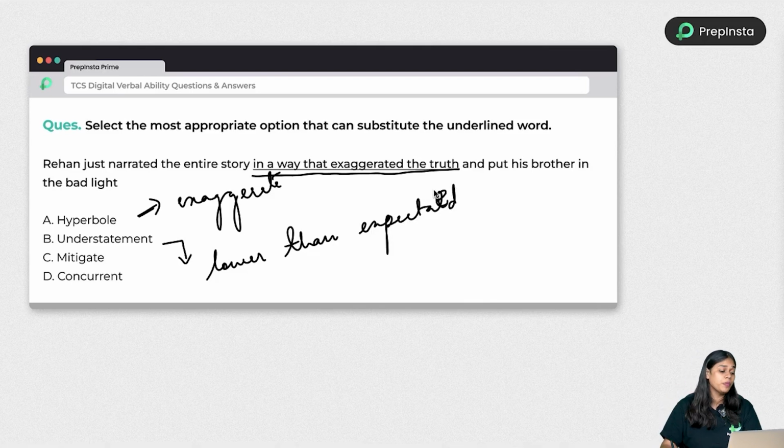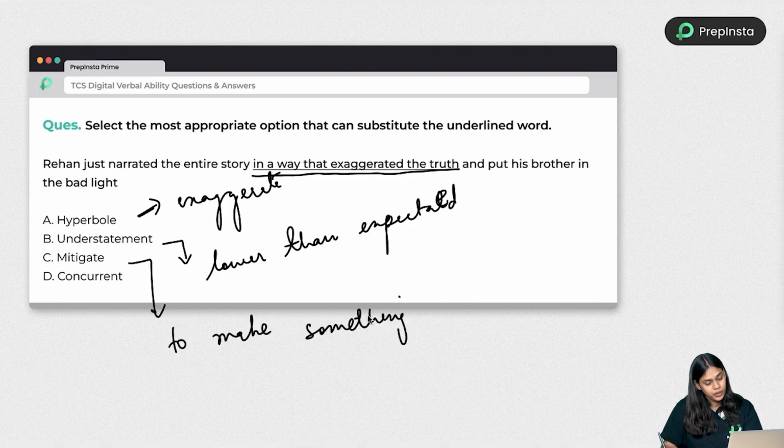And then we come to mitigate. What does the term mitigate mean? It means to make something less serious. All right, to make something less serious or less intense. That means to fix something in a way. All right, and then we have concurrent. What does the term concurrent mean?